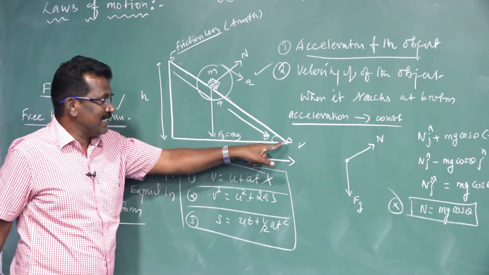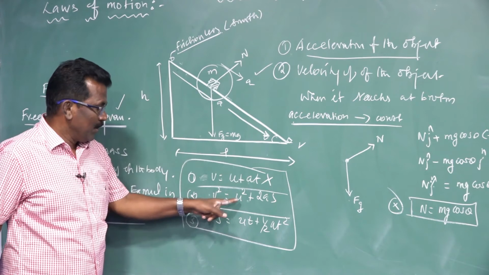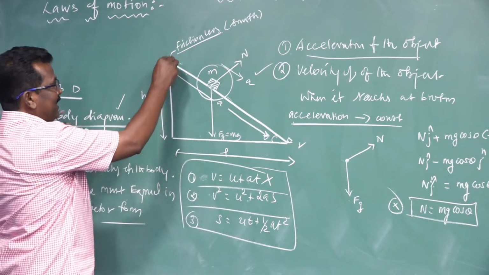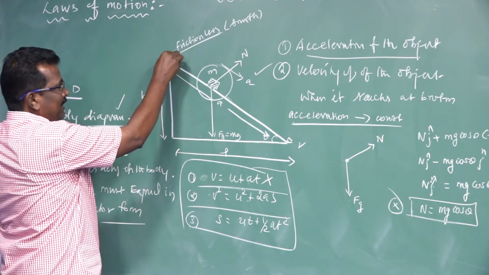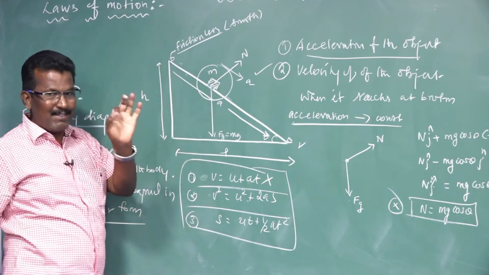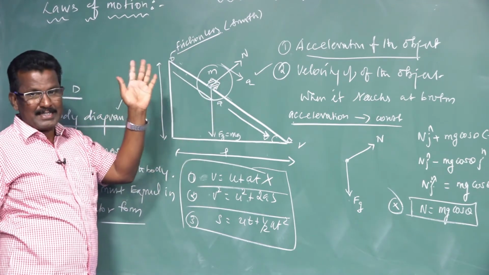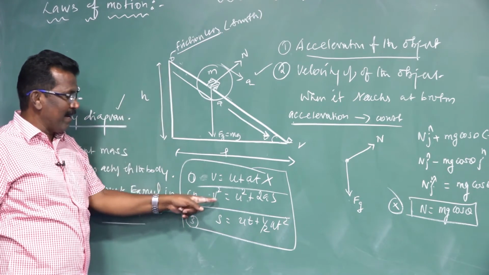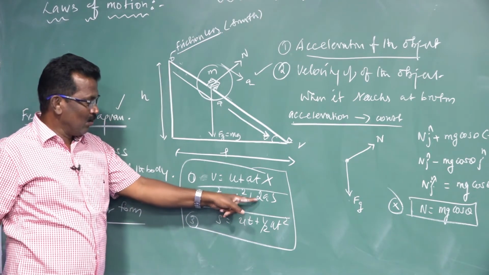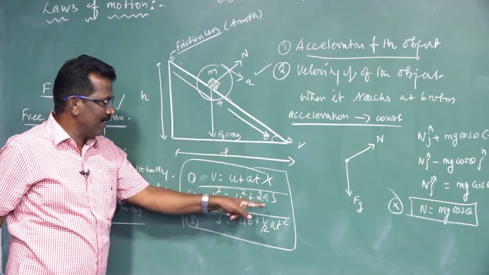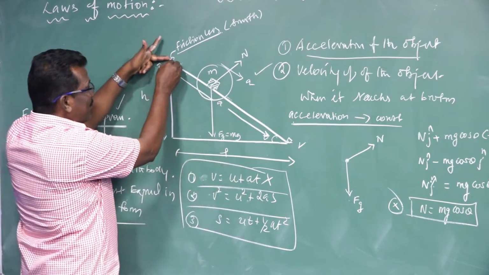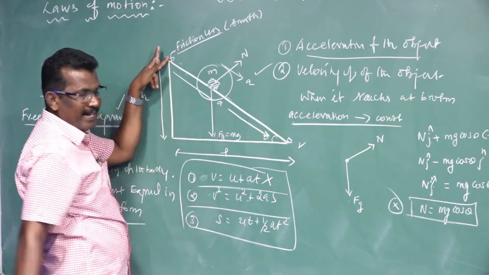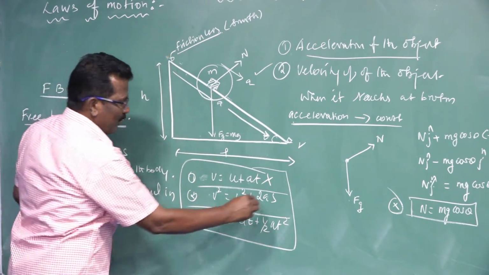V is the final velocity when it reaches the bottom. U is the initial velocity. When it is placed on the smooth surface, it starts to slide down. So the initial velocity remains 0, because we are not giving any external force from the outside. And then the constants: a is the acceleration of the particle, and s is the distance the body moves from start to end.